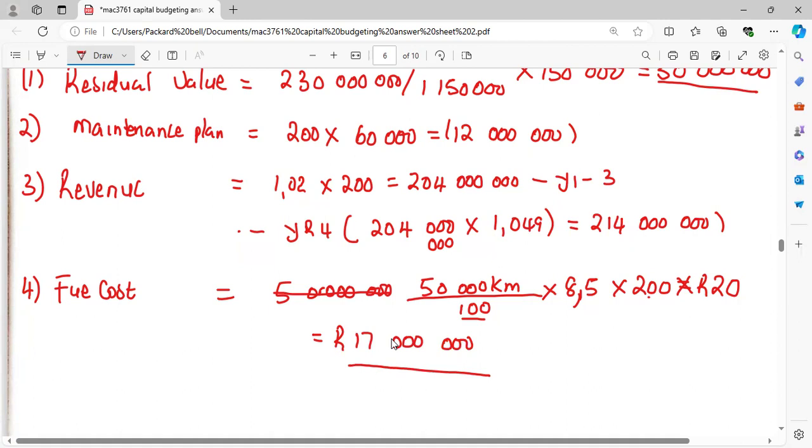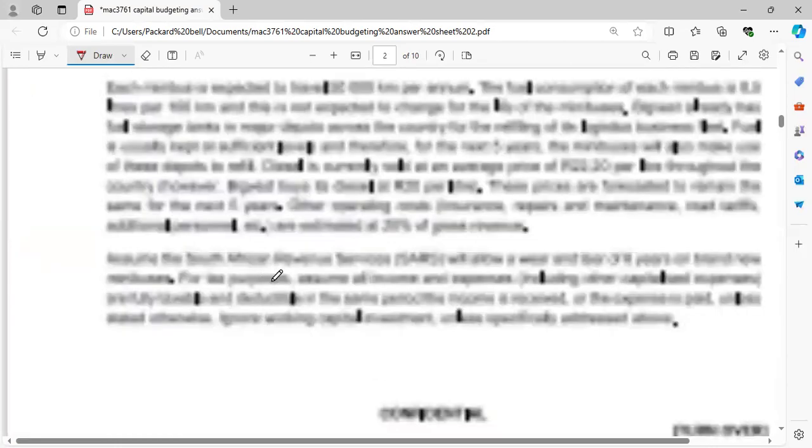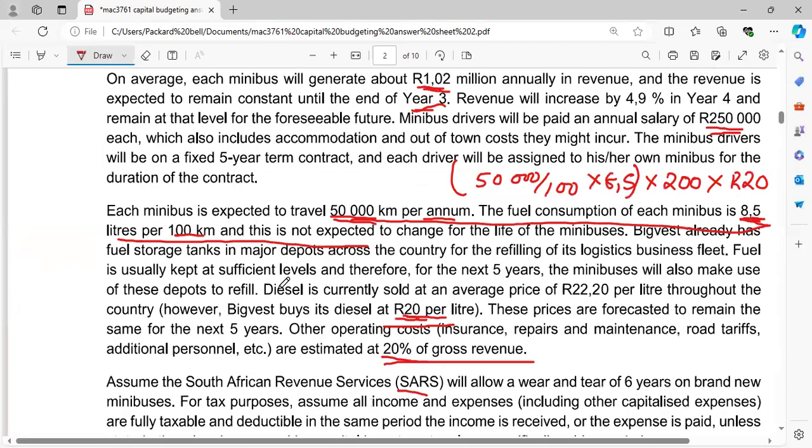Let's do the last one, which is the other operating cost. Right, on the other operating costs, let's check what they say. You see, they tell you what to do. There is nothing complicated in these things. The only thing is to know your topics. This is one of the modules that you can do and understand without much difficulty.